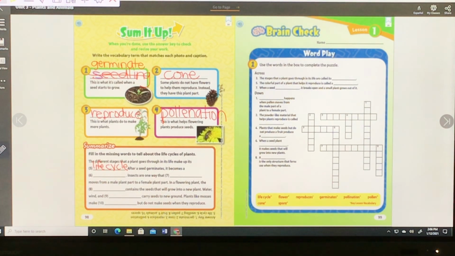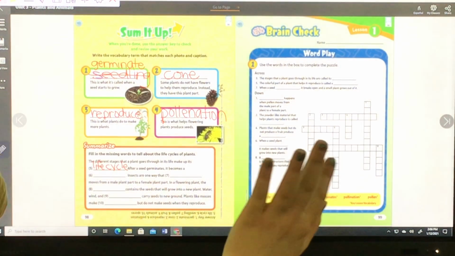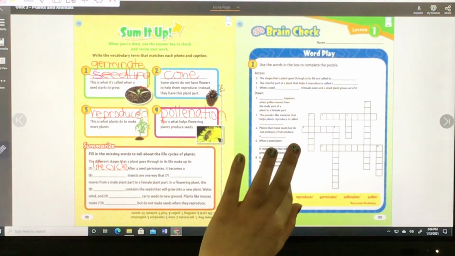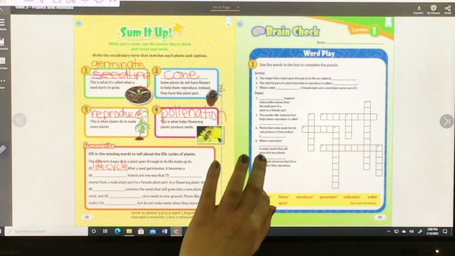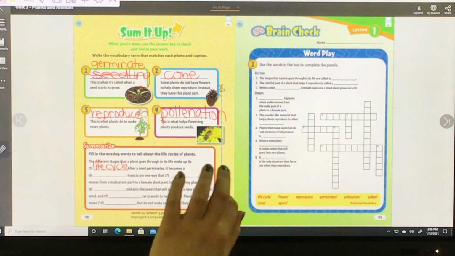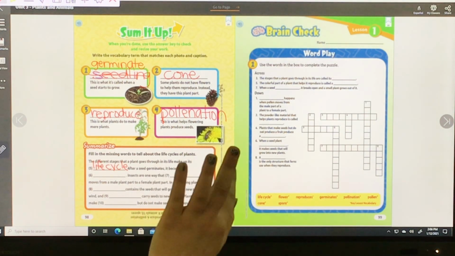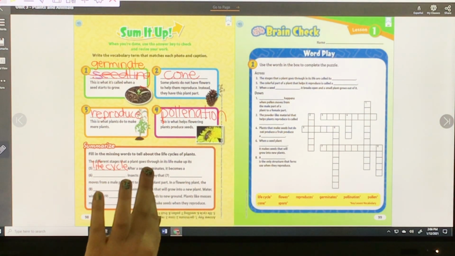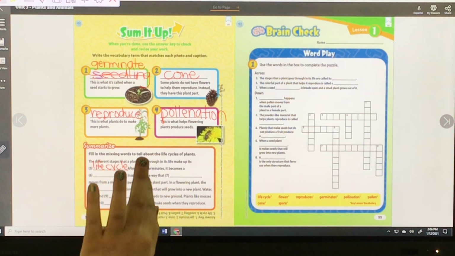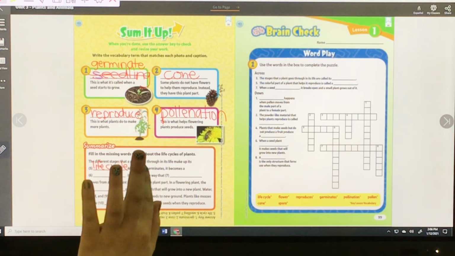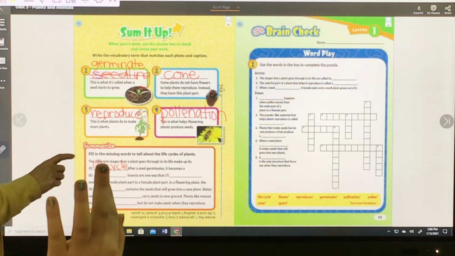The next step, do you remember? After a seed germinates, it becomes a what? Raylan? An adult? No. Before it's an adult, what is it? Seedling.